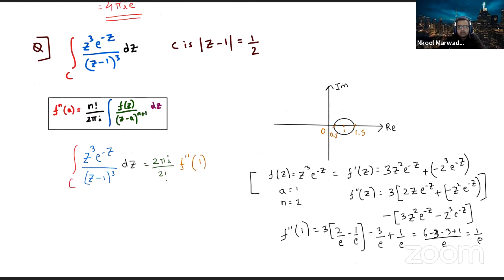So finally I can write, 2 I can cancel, pi i into 1 by e. So pi i by e will be the answer. This will be the final answer.